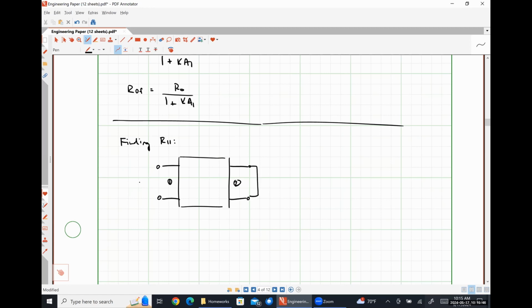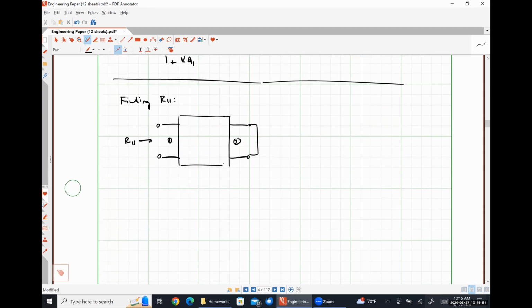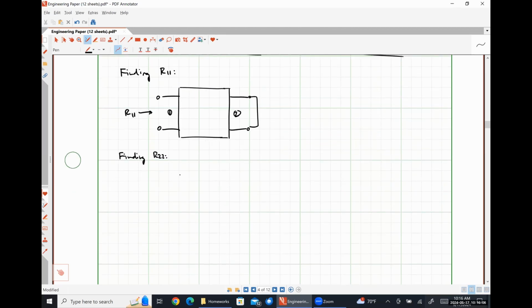Short circuit here, look in here, R11. All right. R22 is a parallel connection. So we're going to do the exact same thing, except we're just going to swap the ports around. So port 1 is going to be short circuited. Port 2 is going to be open circuited.